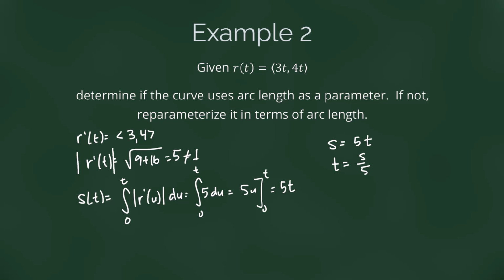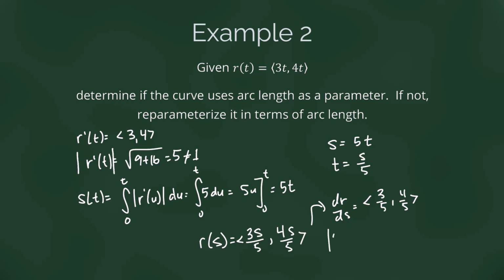So if we want to reparameterize this, we can write it as r of s is equal to 3s over 5, 4s over 5. Now let's check this one. Let's look at dr ds. dr ds is going to be 3/5, 4/5. The magnitude of that is the square root of 3/5 squared plus 4/5 squared, which is in fact 1.